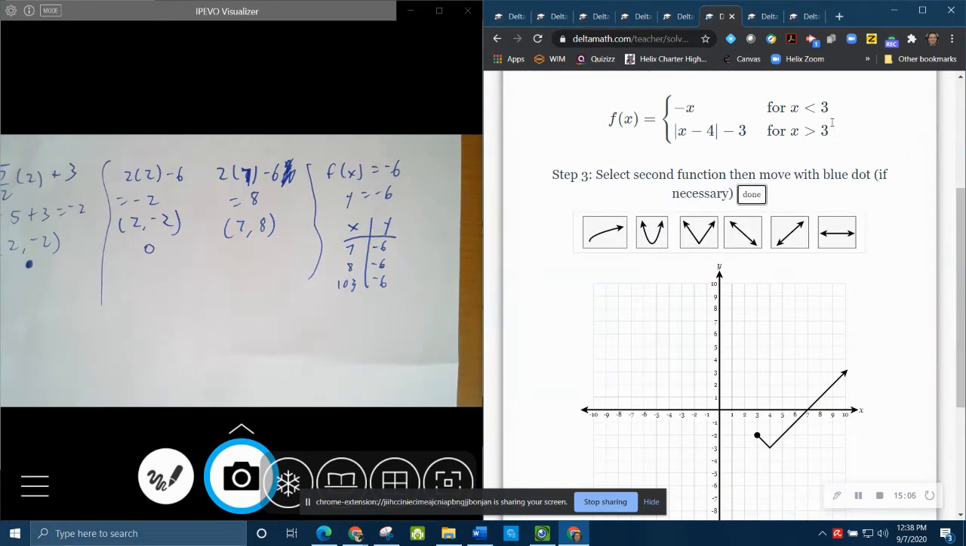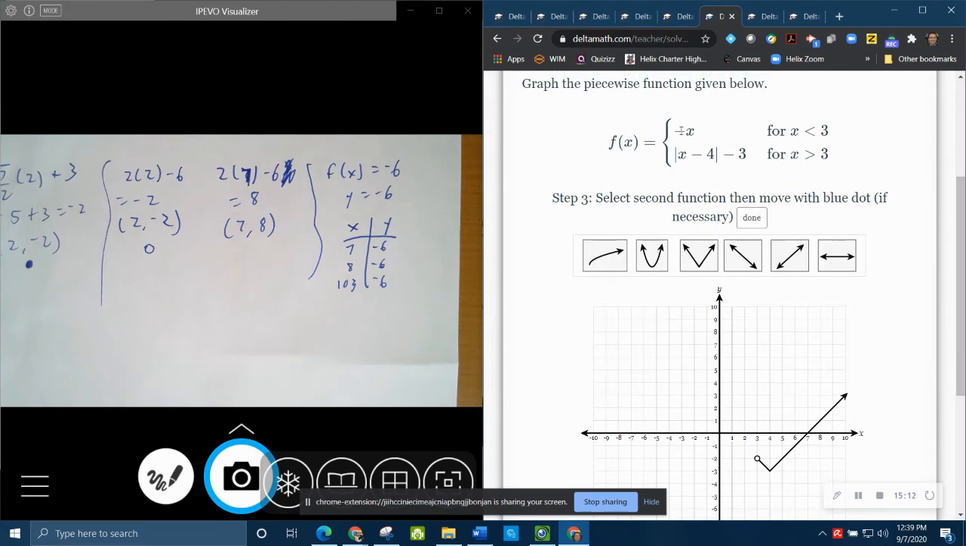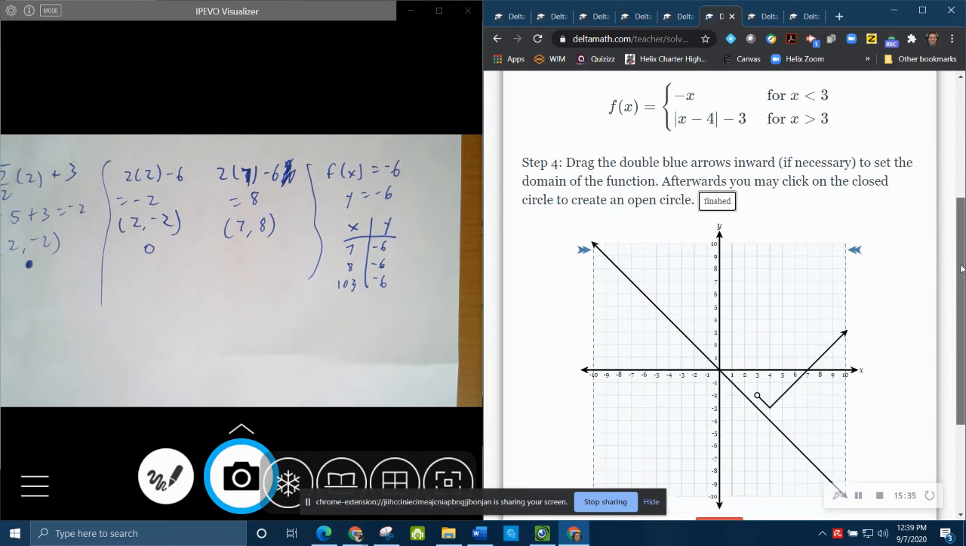And then just because it was a strict inequality, I changed that closed circle to an open circle. For the line right here, it's a line with a negative slope, so I'll click the downhill line, and then the y-intercept is 0, so I can leave it right there. If there was a +2, then I would drag it up to a y-intercept of 2, but there's no number there for the y-intercept. The y-intercept is 0, so I can leave it right there, and then click done.